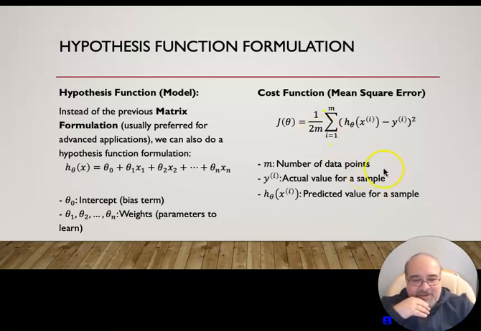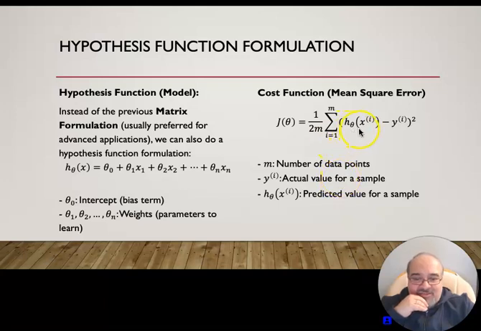The division by m, in this case, ensures that we're calculating the average squared error across all data points, which normalizes the cost function regardless of the data set size. And that factor of 2 that we have is added purely for mathematical convenience. It cancels out the 2 that appears when we compute the derivative and simplifies the gradient descent calculation significantly.